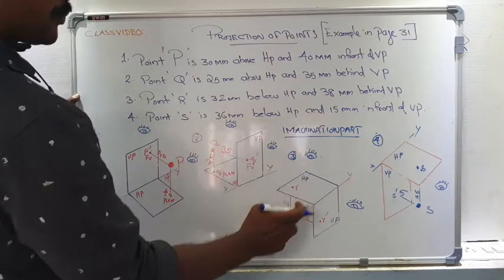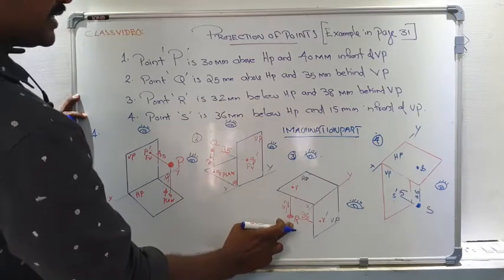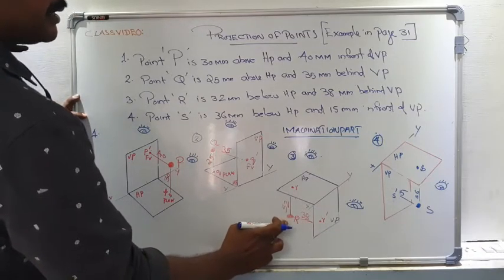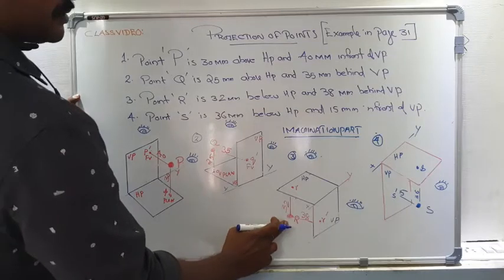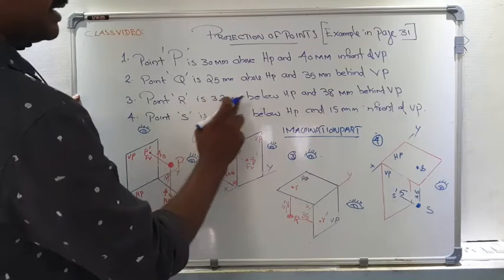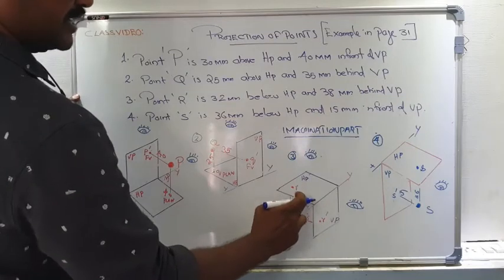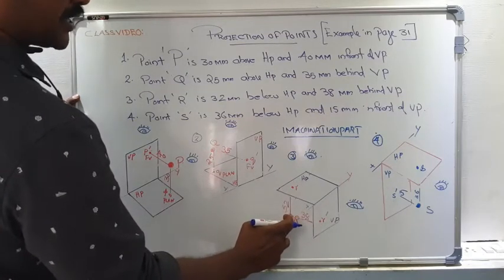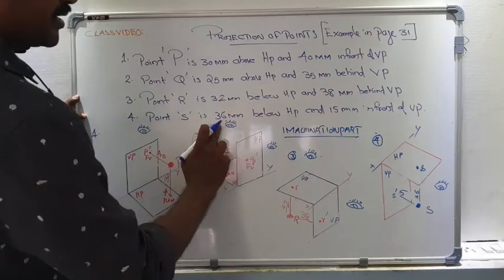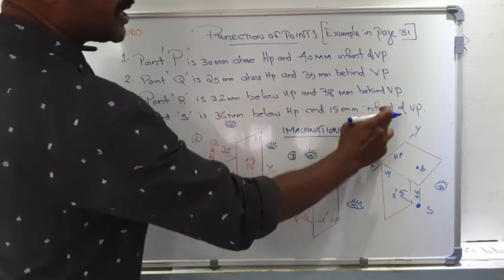In this case, our point is R, which is fixed 32 mm below HP and 38 mm behind VP. This is the imagination part of the third question. From the hint, 32 mm below and 38 mm behind, we can say that point R is situated in the third quadrant. And finally, the last question, having a hint, 36 mm below HP and 15 mm in front of VP.